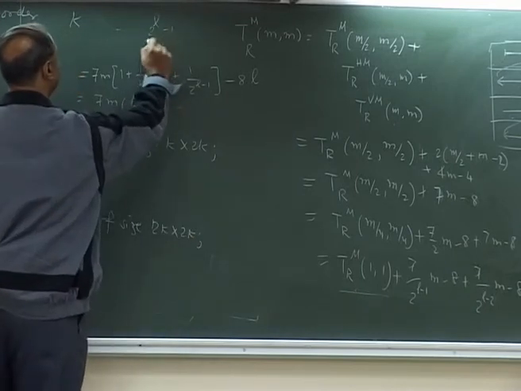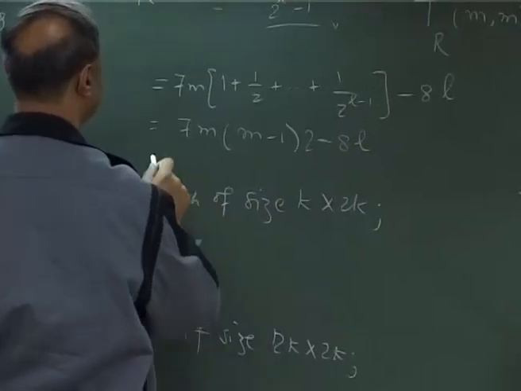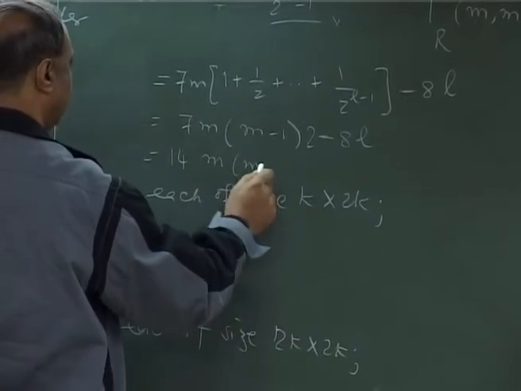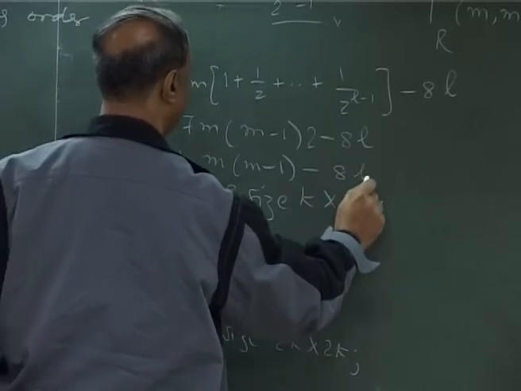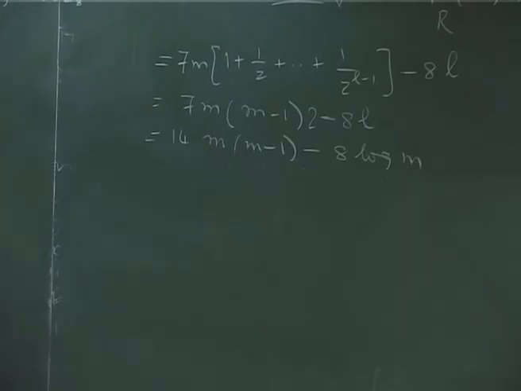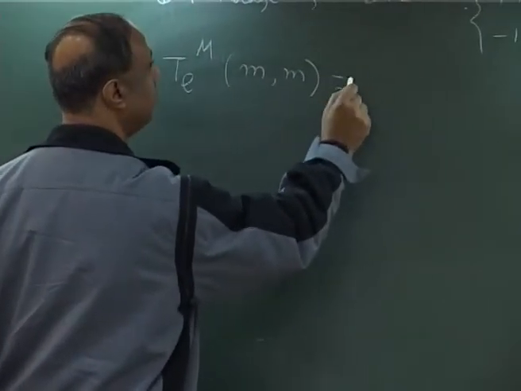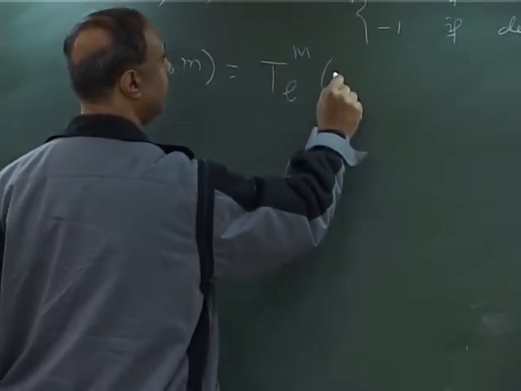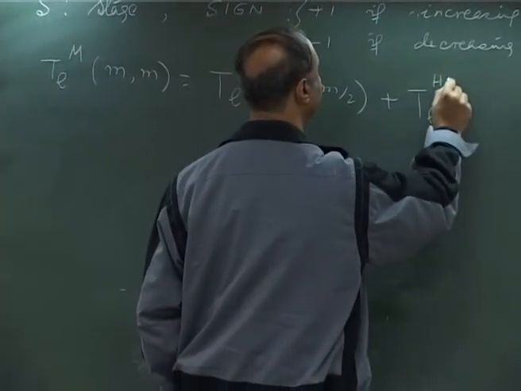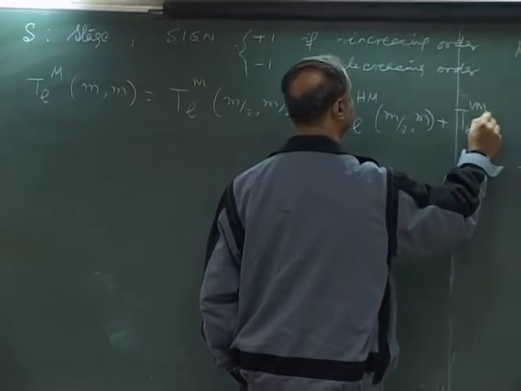2 to the power L minus 1 divided by half into 2 minus 8L. So this is nothing but 14 M into M minus 1 minus 8 log L. Right? Now you have T exchange main, T exchange main, M by 2, M by 2, plus T exchange horizontal bars, M by 2, plus T exchange vertical bars, M comma M.